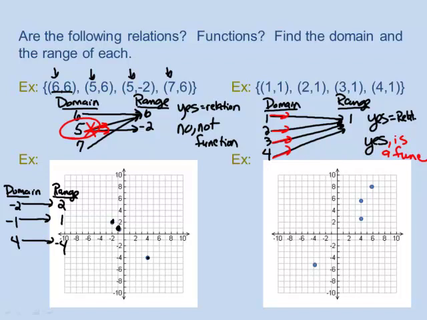Is that a relation? Well, yes, it's a relation. Is that a function? Yes, it's also a function, because for each x value, you get only one y value out.